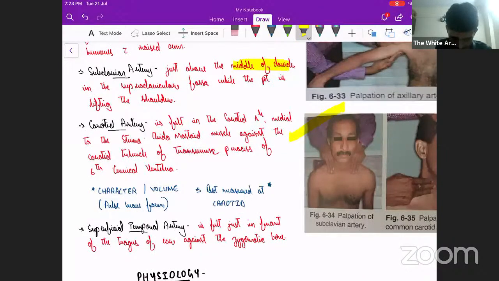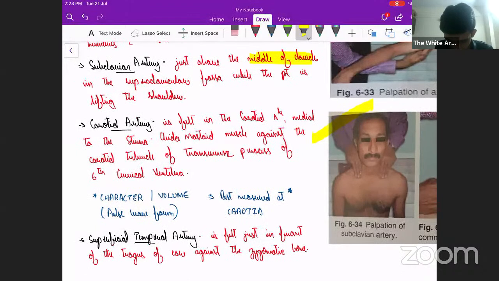Next is carotid. How is it felt? It is felt in the carotid triangle, medial to the sternocleidomastoid muscle, against the carotid tubercle of the transverse process of the sixth cervical vertebra.